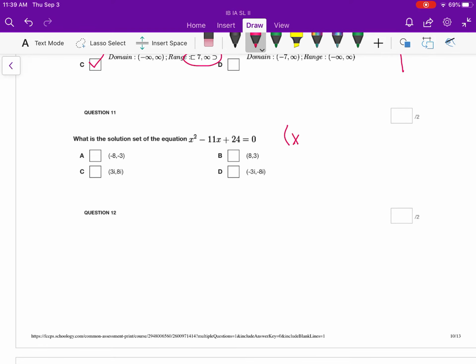This is just another factor, x minus 8, x minus 3 equals 0. So x equals 8 and x equals 3.